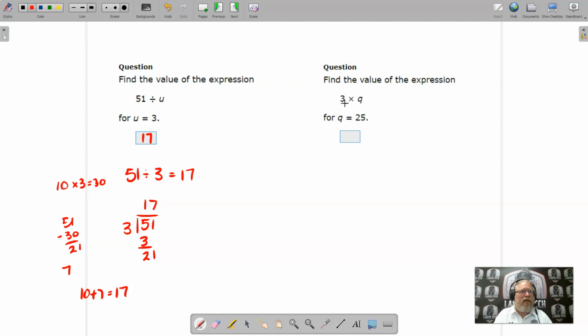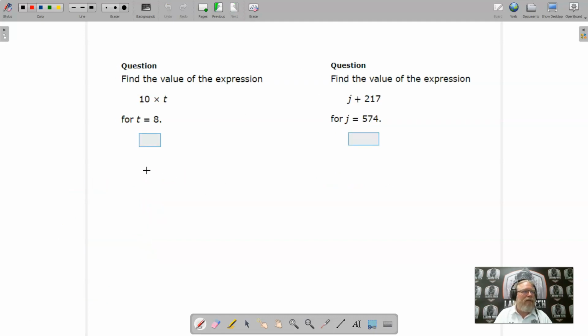On the next one over here, 3 times the quantity of Q. In this case, Q is 25. So we have 3 times 25. Well, that's pretty easy, right? 25 is like a quarter. If you think of money, if you had 3 quarters, you would have 75 cents. So 3 times 25 is 75.